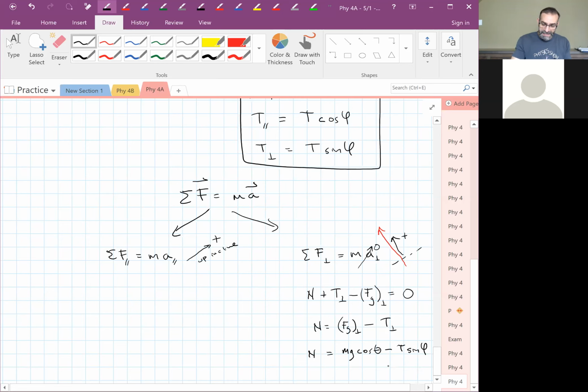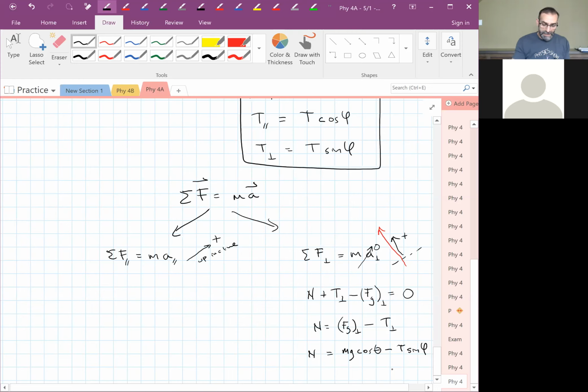The normal force is less. Think about what the rope is doing. In this case, the rope is pulling up. So the normal force has to be less because of that rope pulling up. So make sure you get your signs right. Think a little bit about what's happening.